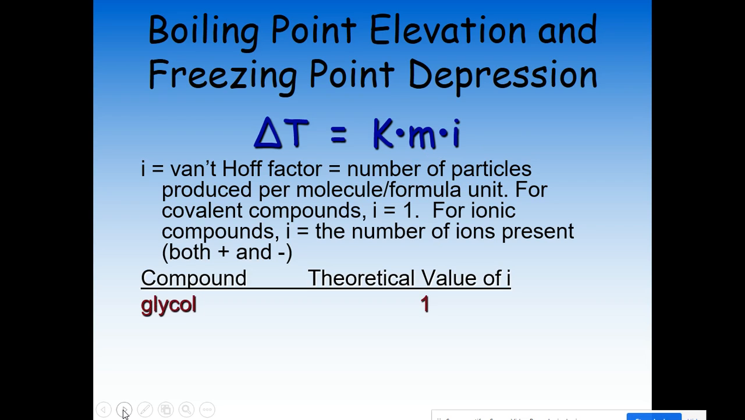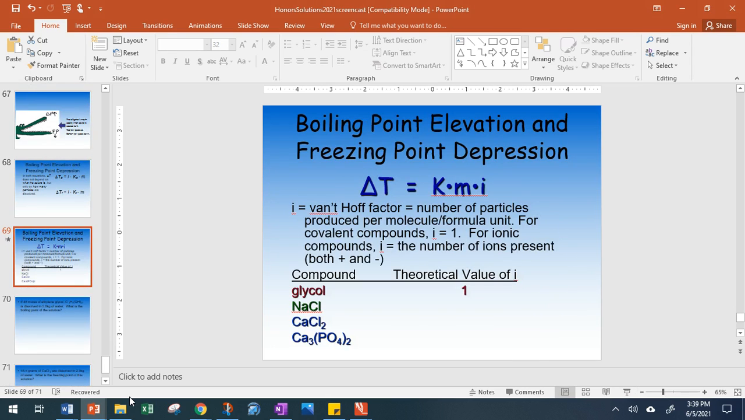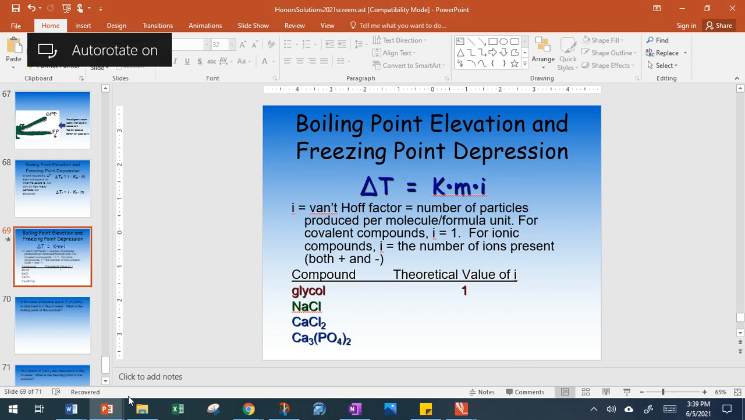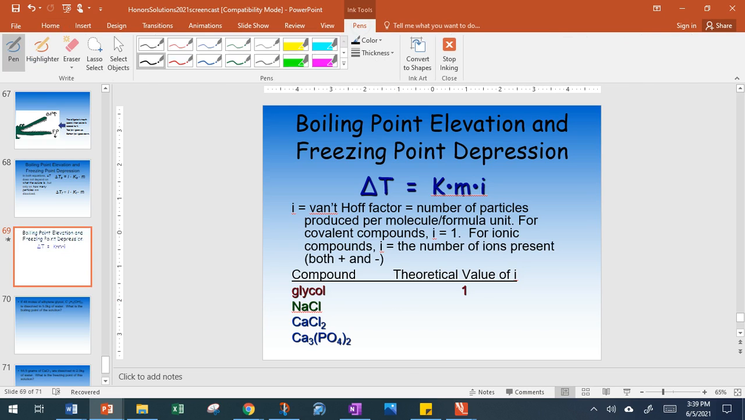So if you think about something like glycol, it is actually a covalent compound, and for that one, i would equal 1. But if we have something like sodium chloride, let me just go over this real quick. Sodium chloride actually breaks up when it's dissolved in water. So if you think about sodium chloride, it's composed of a sodium ion.